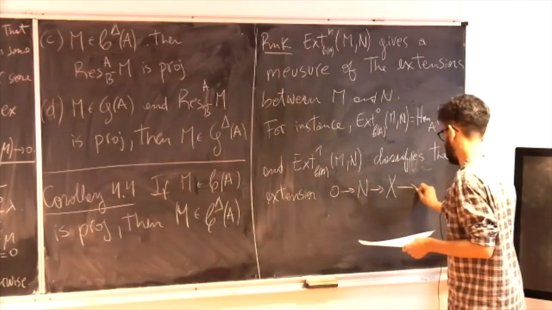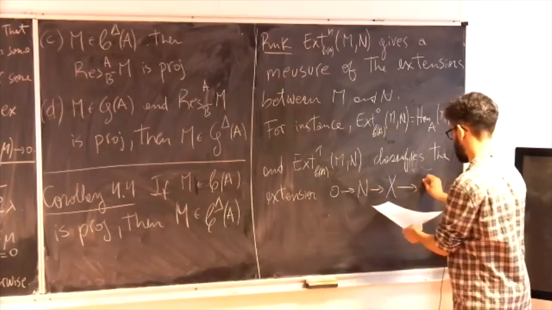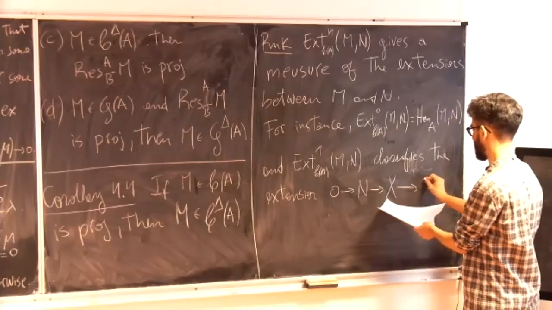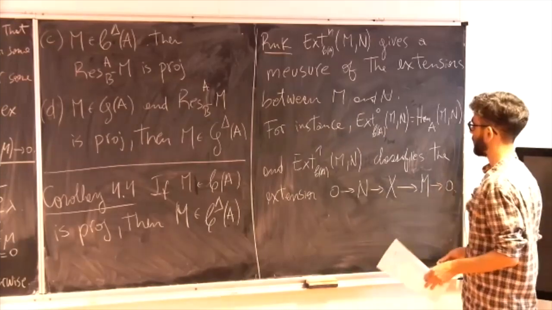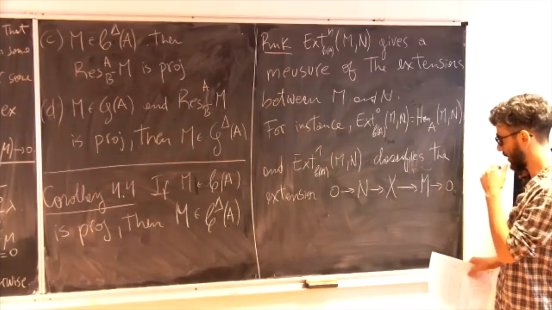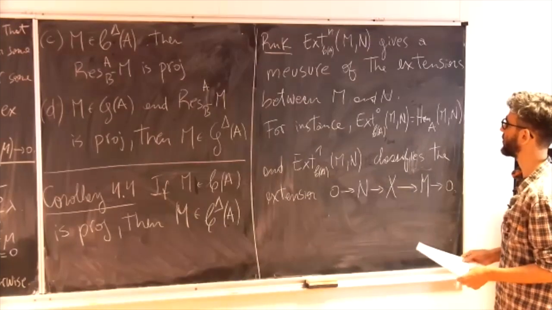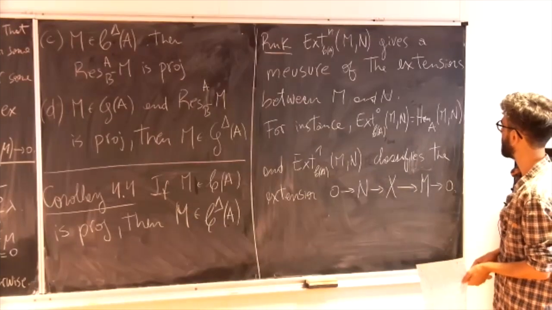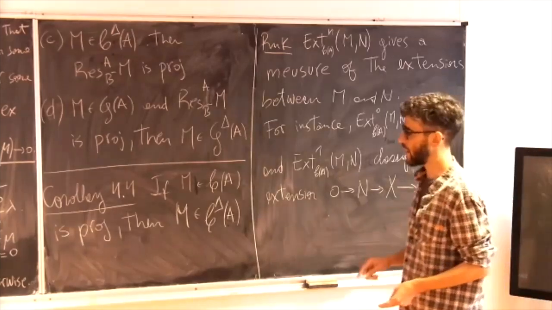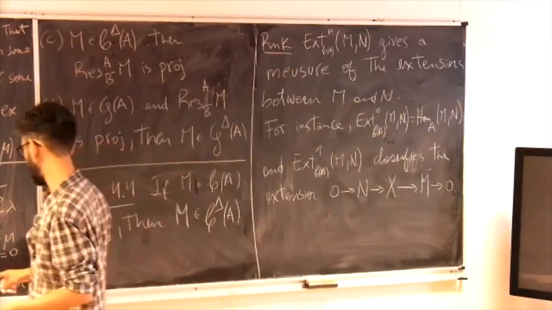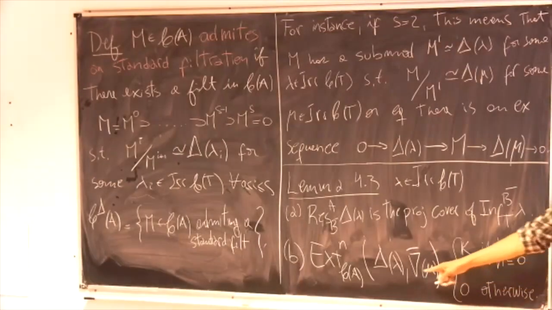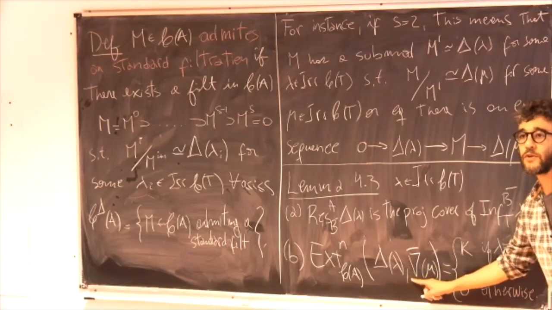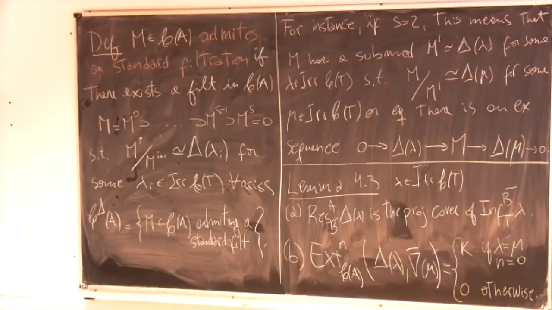So it classifies this X1, classifies all the objects, all the modules X, which fit in an exact sequence like this. For this reason, these X groups are important and give very good information about the modules. And what does the lemma say? You return to this part of the lemma. The lemma says that there is no extension between the standard and proper co-standard module. So we cannot put anything between them.